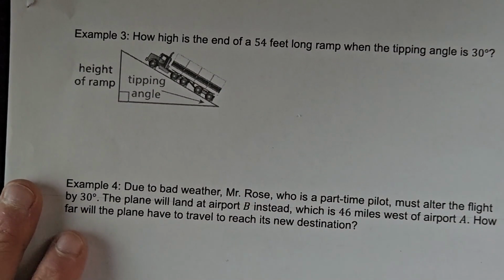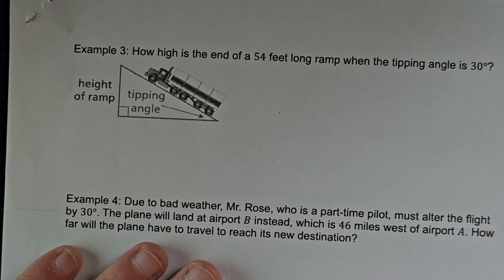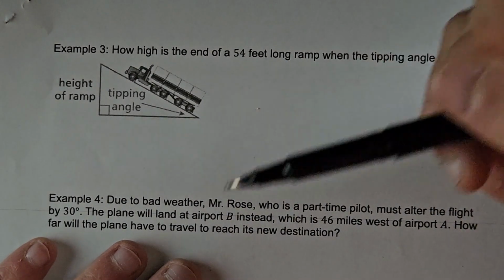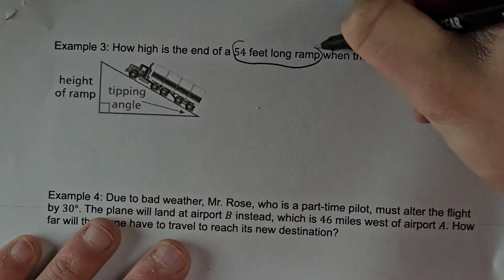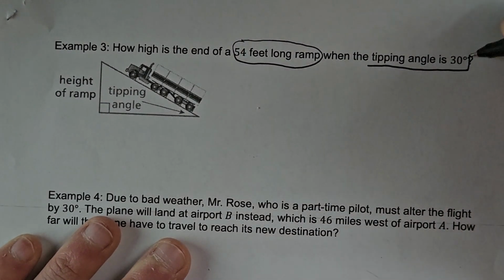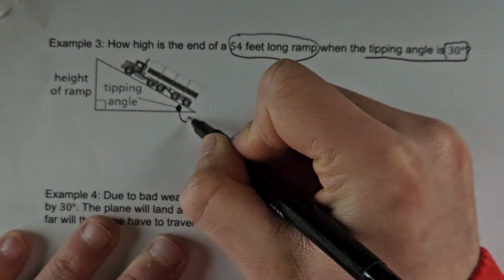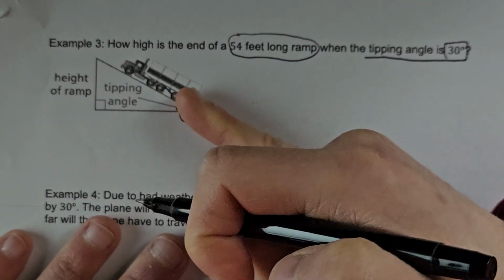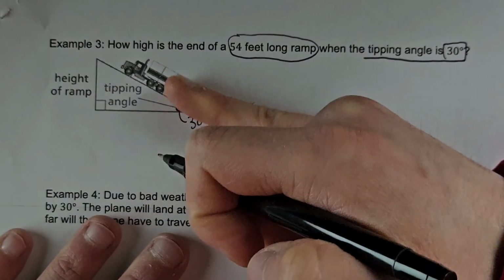Now, we are also going to be doing story problems. In more real-life problems, you'll see more real-life examples given. Like in example 3, we need to find out how high the end of a 54 feet long ramp is when the tipping angle is 30 degrees. Tipping angle is just how big this angle of elevation is going up. We'll learn about angles of elevation later, but it's how much that angle is rising up.